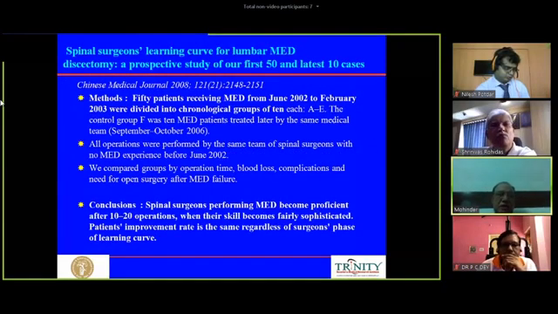This is another study, again from the Chinese Medical Journal. This study was on 50 patients receiving MED from June 2002 to February 2003, and they concluded that spine surgeons performing MED become proficient after 10 to 20 operations. When their skill becomes fairly sophisticated, the patient's improvement rate is the same regardless of the surgeon's phase of the learning curve. So what I want to share with colleagues through these papers is that you have to have a minimum of 20 to 30 cases which are going to frustrate you.